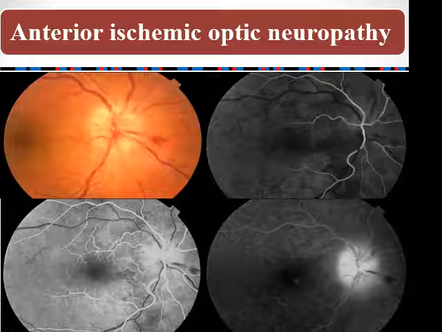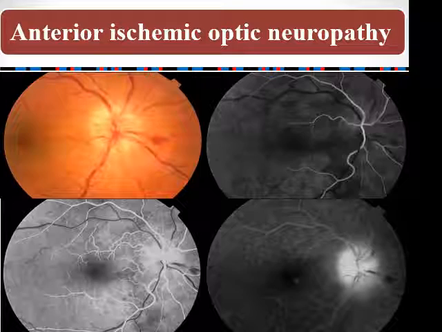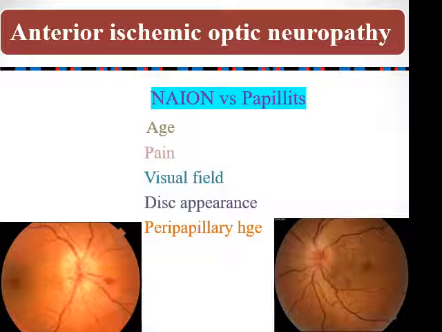The disc is swollen. Sometimes there is peripapillary splinter hemorrhage. Fluorescein angiography shows early defective filling of the disc capillaries, then localized hyperfluorescence and diffuse hyperfluorescence in the late stage. Differential diagnosis of non-arthritic anterior ischemic optic neuropathy includes papillitis.